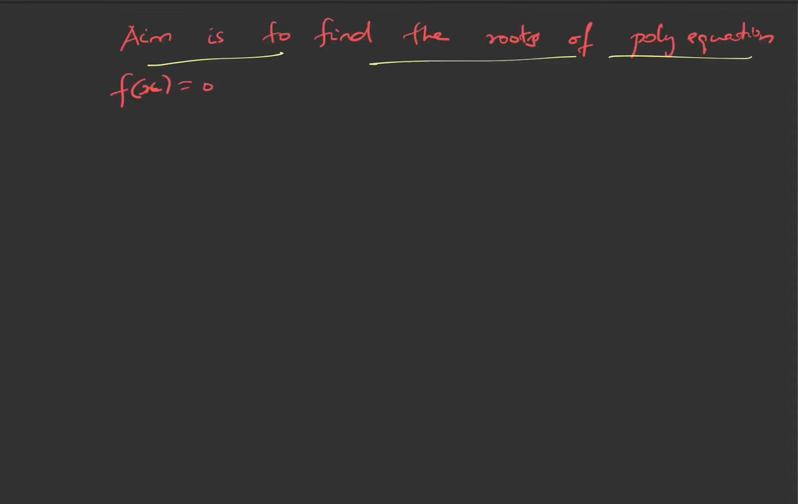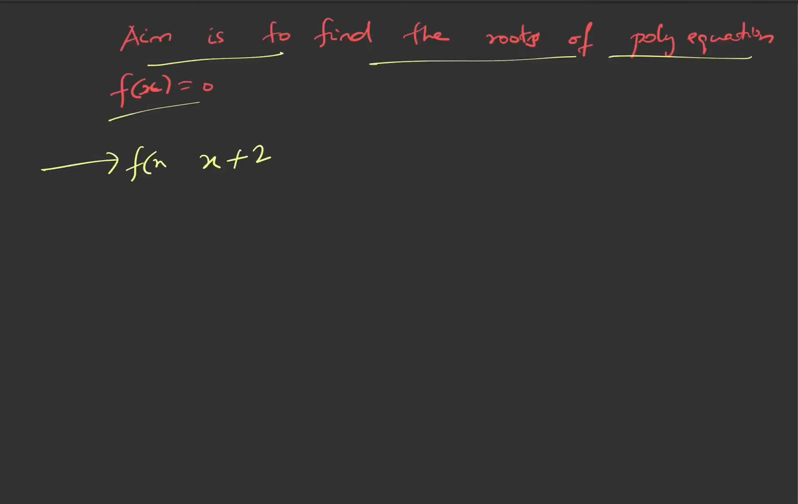Now our aim is to find the roots of any polynomial equation f of x is equal to 0. Whenever I say equation, I will say roots. Whenever I say simply polynomial, it means I will say zeros, right? I think you know the difference between zeros and roots, right? Our aim is to find the roots of a polynomial equation f of x is equal to 0, because if you know the roots of a polynomial, you know everything about the polynomial.